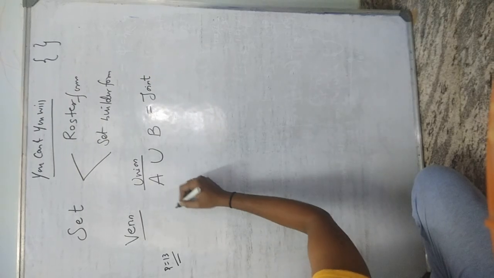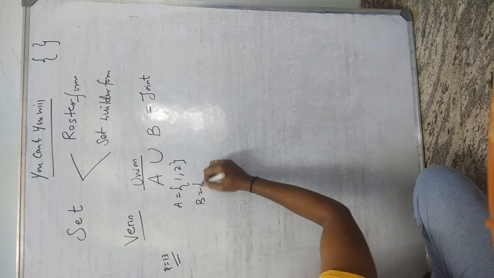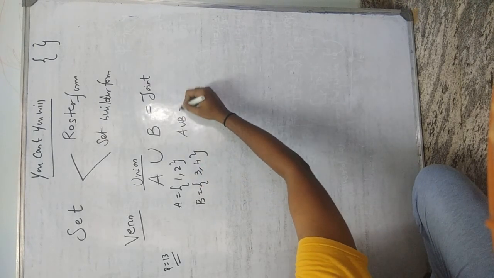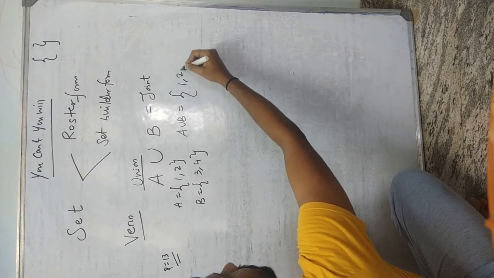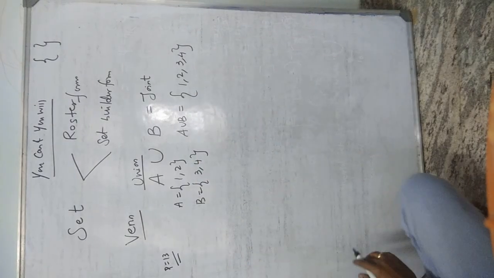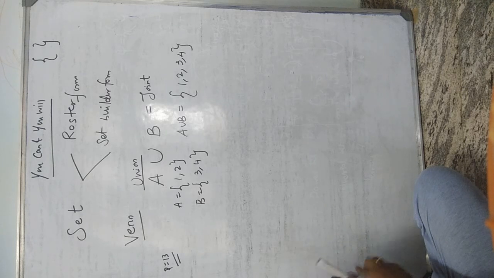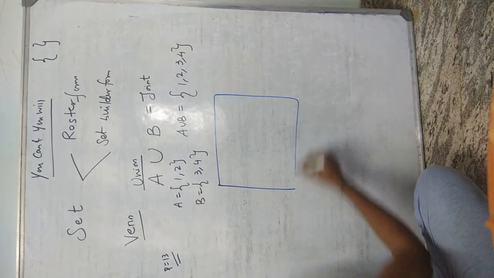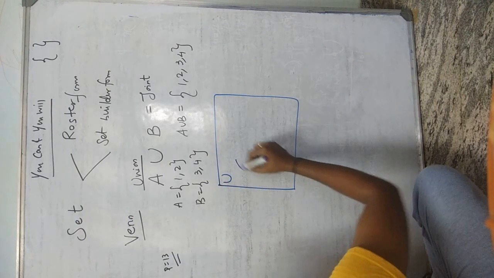Joint family. That is, set A is 1, 2, set B is 3, 4. A union B: now join these two. That is joint family. 1, 2, 3, 4. Just a join. In Tamil, there is no other word, join. So, how to draw the Venn diagram? This is the basic for the Venn diagram. This is the universal set, Osur.